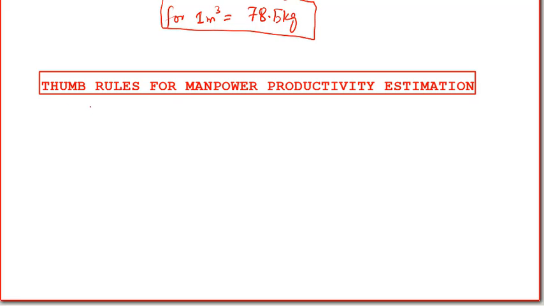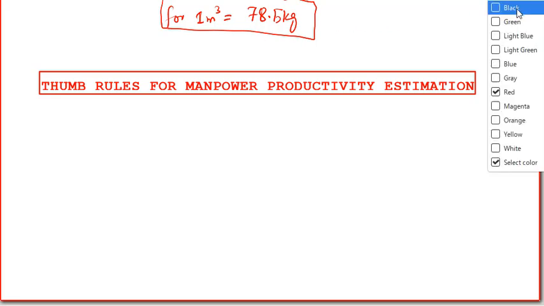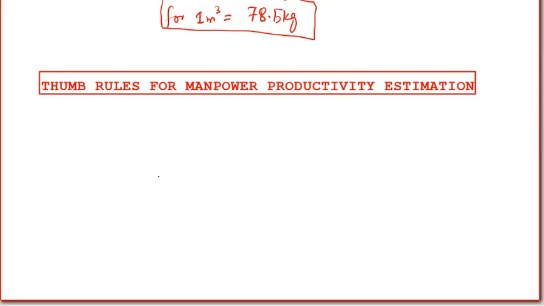So manpower productivity thumb rules will be useful to calculate the total manpower required for any project. As I discussed in the last class, whenever we have a limited time period, we will use thumb rules, and the values we get are always approximate values, not exact values. So let's start the thumb rules for manpower productivity estimation.